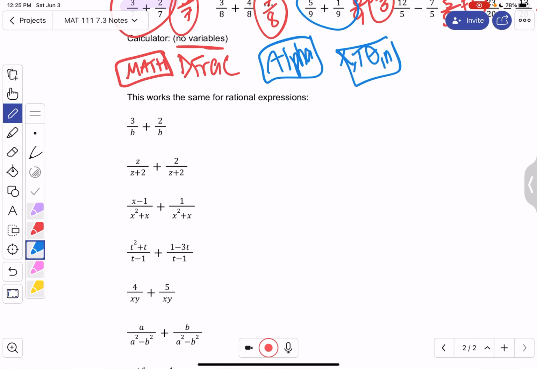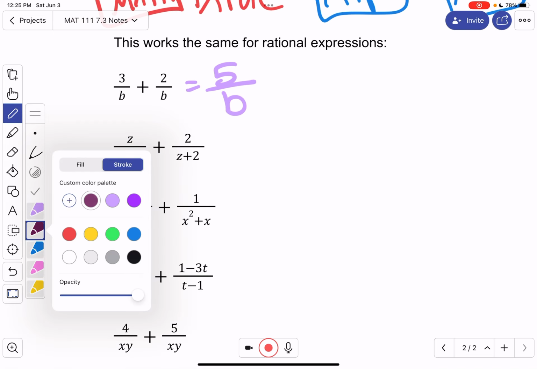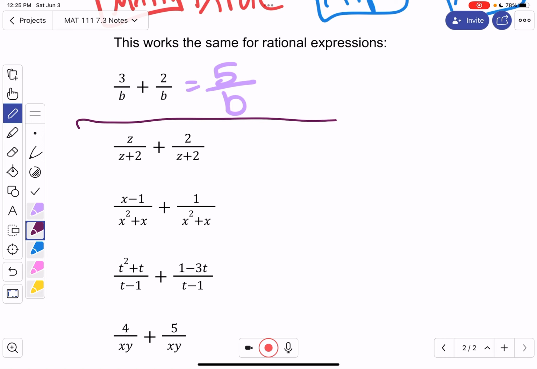You just have to get everything multiplied out, then combine like terms, then simplify. So this first one, 3 plus 2 is 5, 5 over b, ends up being the same thing. Oops. This next one, z plus 2 is on the top, so we do z plus 2. Bottom stays the same. Now we simplify just like we did with the multiplying and dividing. So z plus 2 over z plus 2 is 1.